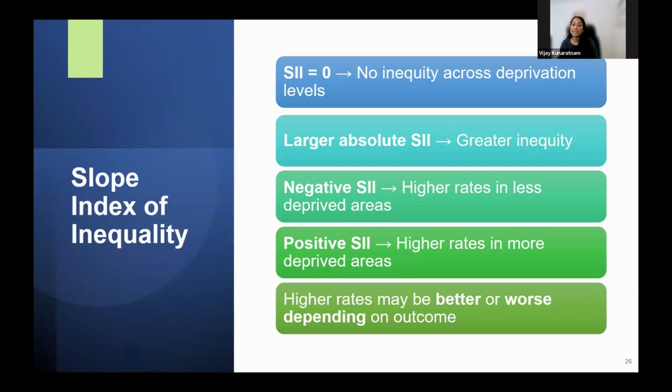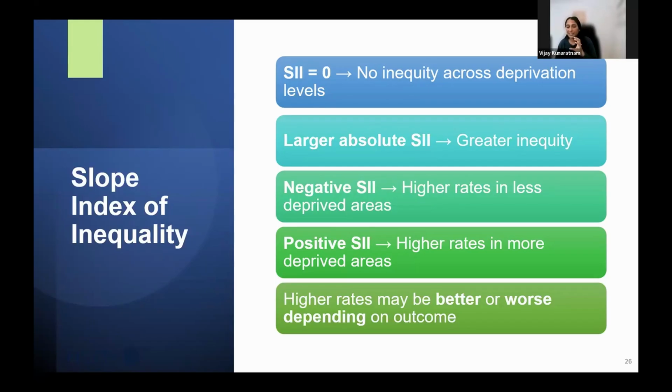Whereas if higher means less resources, so at HSPN, where we've ranked deprivation from least deprived to most deprived, then positive and significant actually means anti-equity. So more hospitalizations are occurring in more deprived areas. Just to go over what these actual SIIs mean, an SII of 0 means perfect equality. So across the board, there's no inequity across our equity stratifier, in our case, our deprivation levels. And a larger absolute SII means greater inequity. The further you are from 0, whether in the positive or negative direction, the larger the inequity.